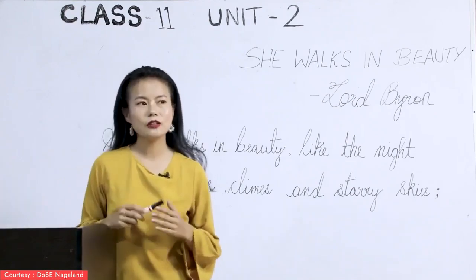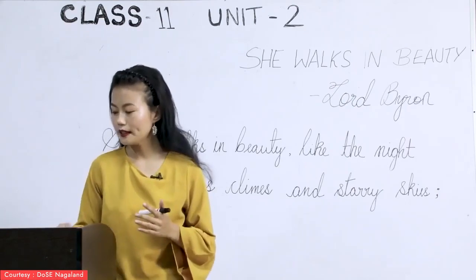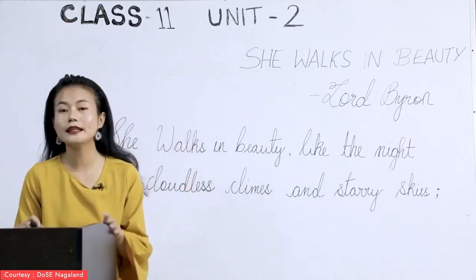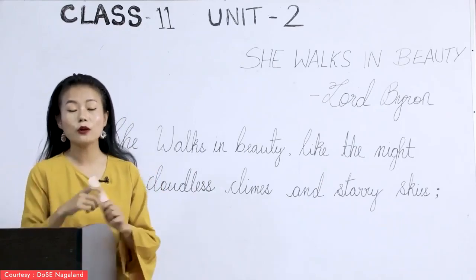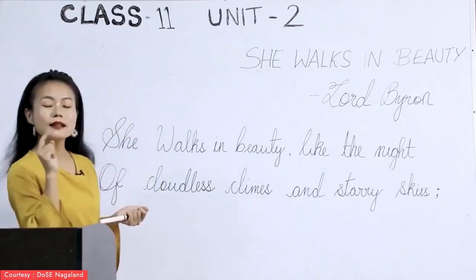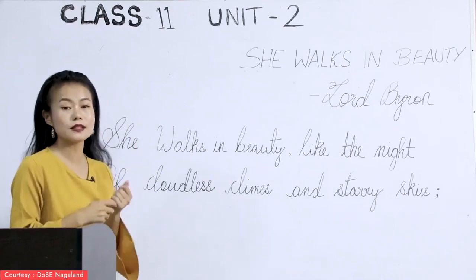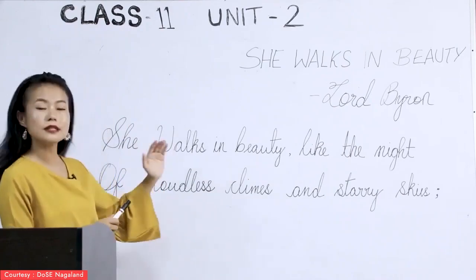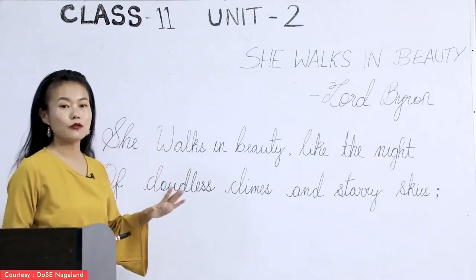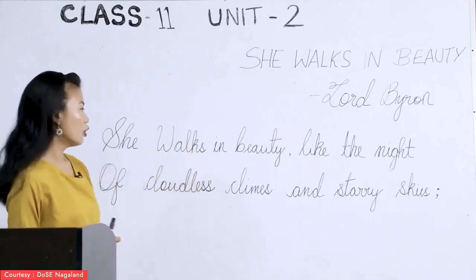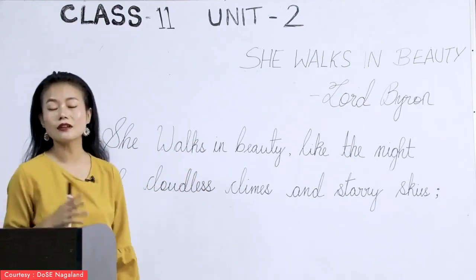Okay, let me tell you about iambic tetrameter. It is a beat in a line of poetry where an unstressed syllable is followed by a stressed syllable. For example, I've already written the first two lines of the poetry here. She walks in beauty like the night of cloudless climes in starry skies.